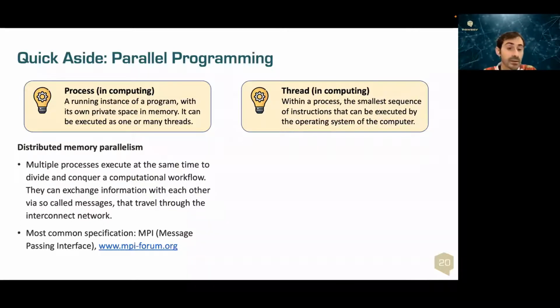We've talked about the interconnect in module 1 of this training series. The most common specification for distributed memory parallelism is called MPI, which stands for Message Passing Interface. And we're going to see an example of how to set up an MPI batch script later in this module.